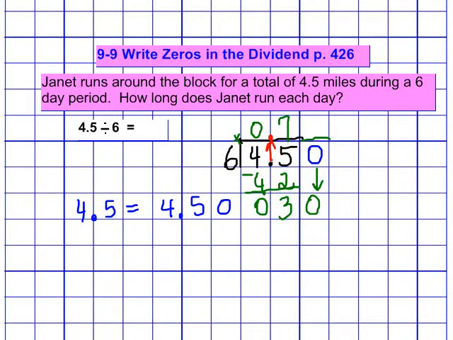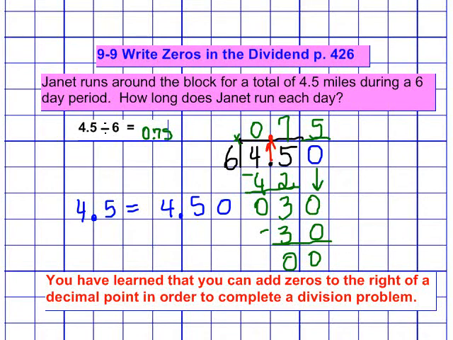Does 6 go into 30? It sure does, 5 times. So 5 times 6 is 30. And then I'm going to subtract that, and my remainder is 0. Answering my question, how long does Janet run each day? Each day, Janet runs 0.75 miles.